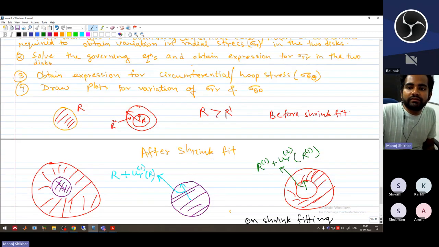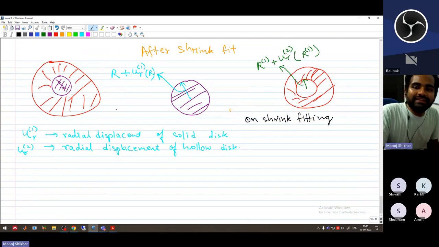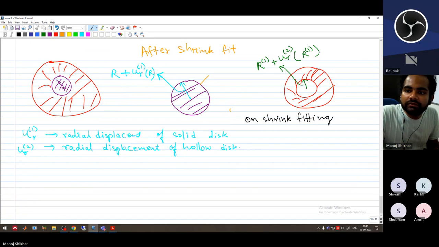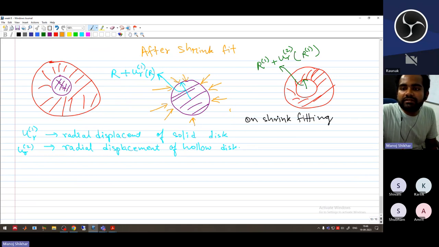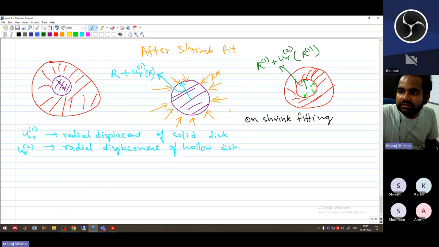This was before shrink fit. Okay. And one thing I forgot to make was the pressure applied on the solid disk by this hollow disk, and we will have this kind of pressure, the same P star, right?